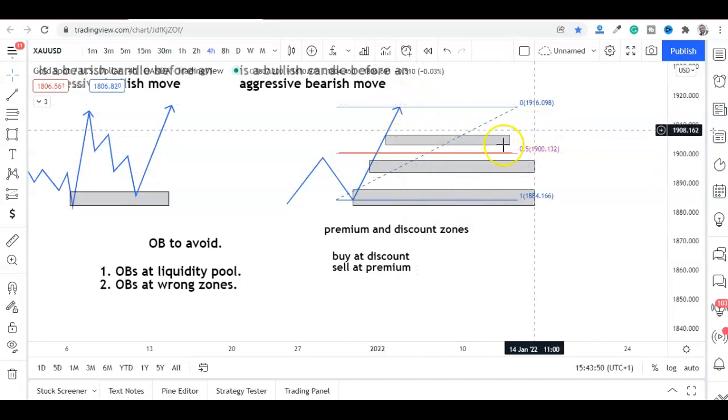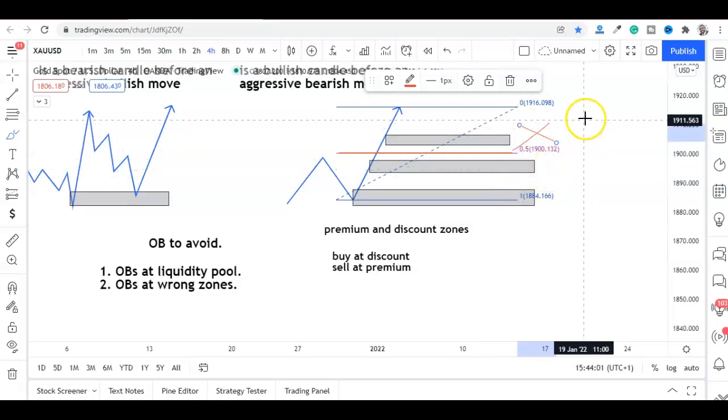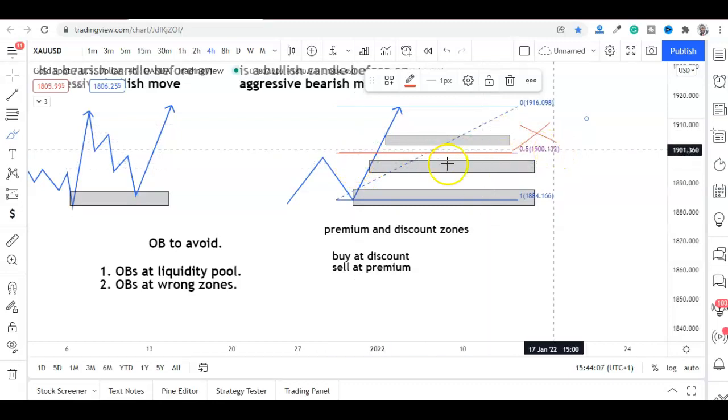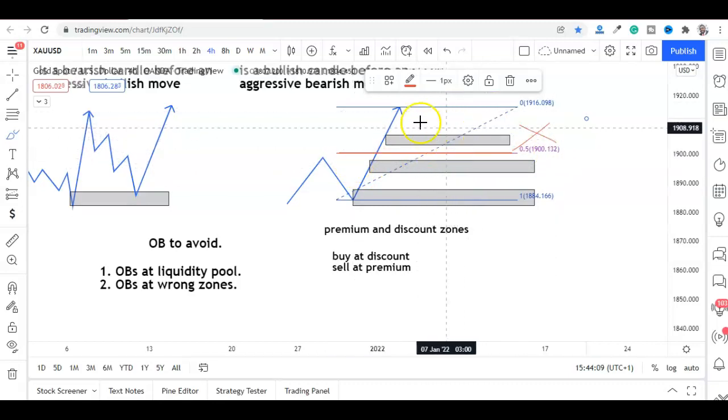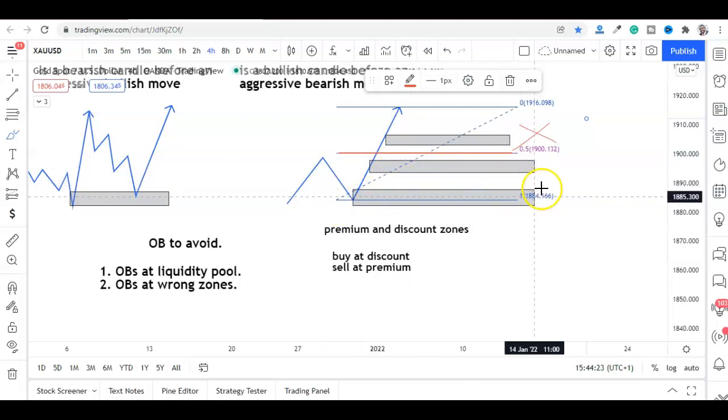Okay, so in this case, I will eliminate this OB here. I will not trade this because it is above my equilibrium line. It's at the premium. It is at the wrong zone for buying. I will not buy anything above here. I will only look to buy anything below the 50% line. And the lower down the range the order block is, the more probability that order block has to be respected.